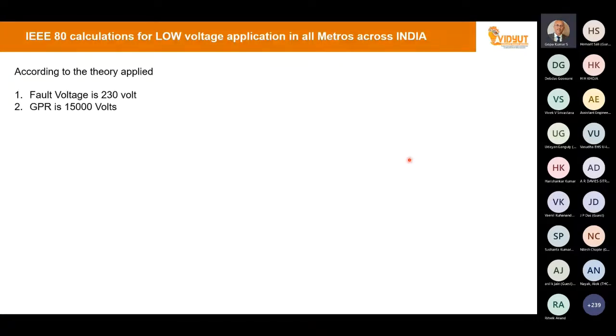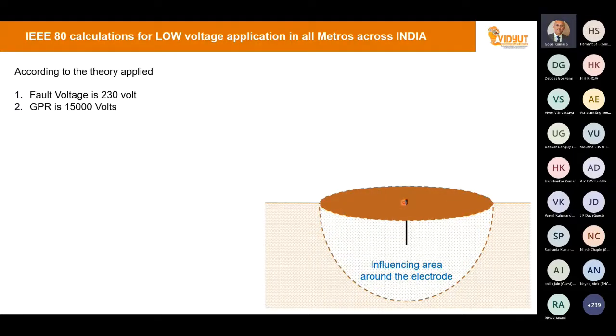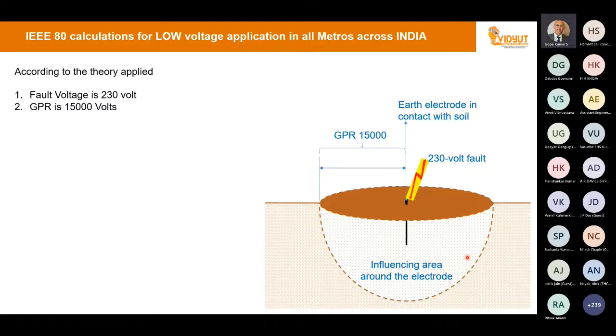The fault voltage is 230 volt. GPR is 15,000 volt. All of you know that there is an earth electrode, and each earth electrode has an influencing area. Whenever a fault current flows through the earth electrode, GPR or voltage gradient is created, and according to this IEEE calculation, in this particular case 230 volt is creating 15 kV ground potential rise.